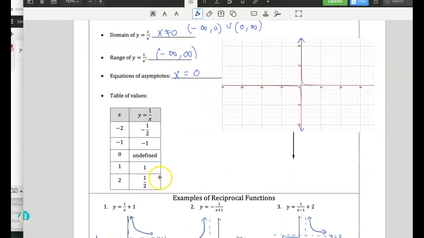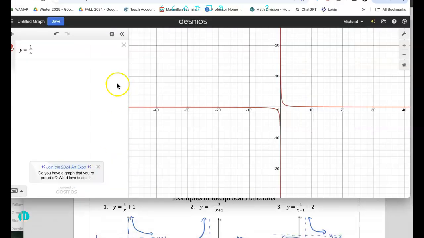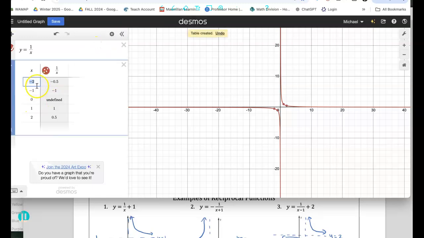Here's an example of a table of values. You can get a table of values also in Desmos by clicking on this gear button and hitting that table. And you can make a table of values here, and it'll plot the points on the curve for you.